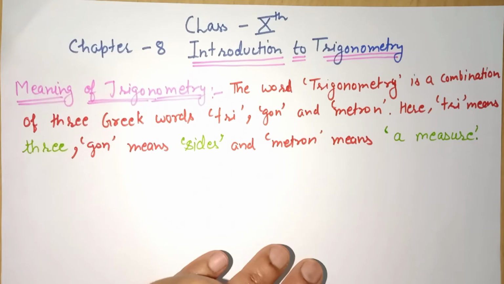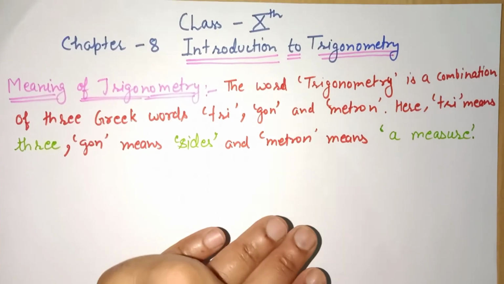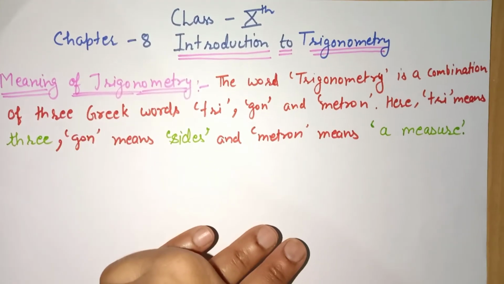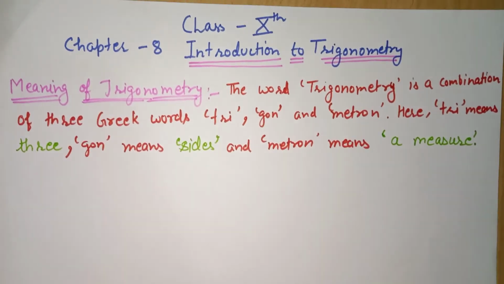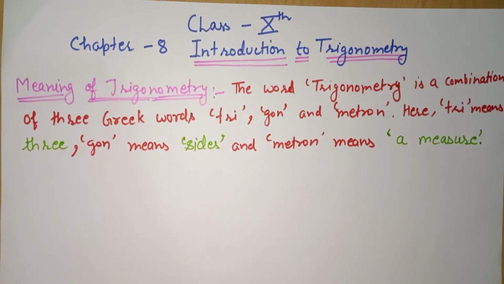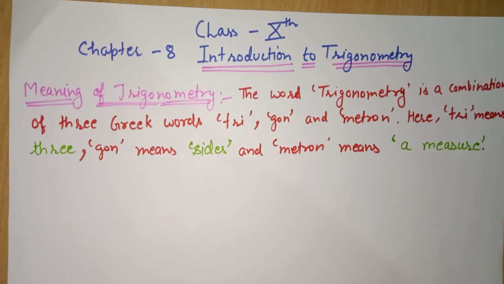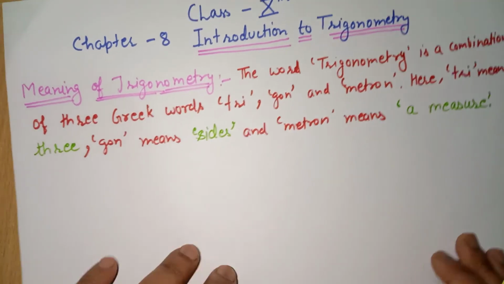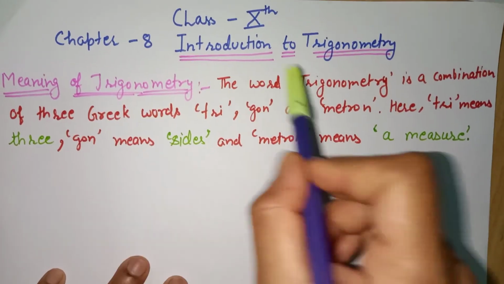Trigonometry is an important subject of mathematics which we use to find the height of a tower or a tree, to find the width of a river, and so on. We can also find the distance of a ship in the sea from the lighthouse and the height of other objects. So first of all, let's start with the meaning of trigonometry.